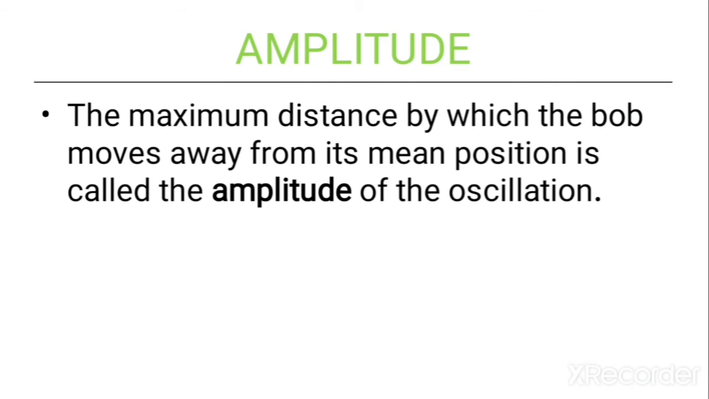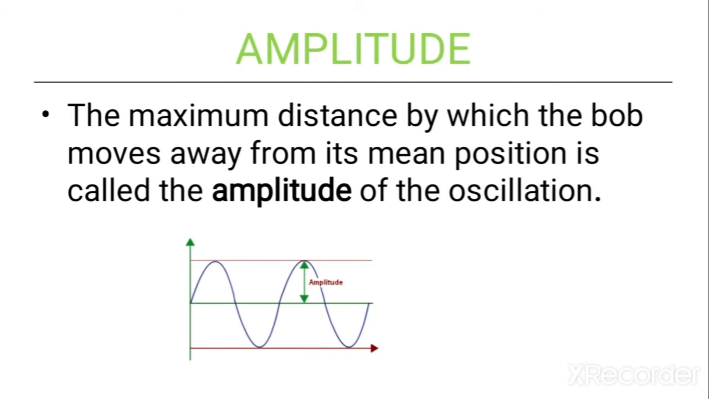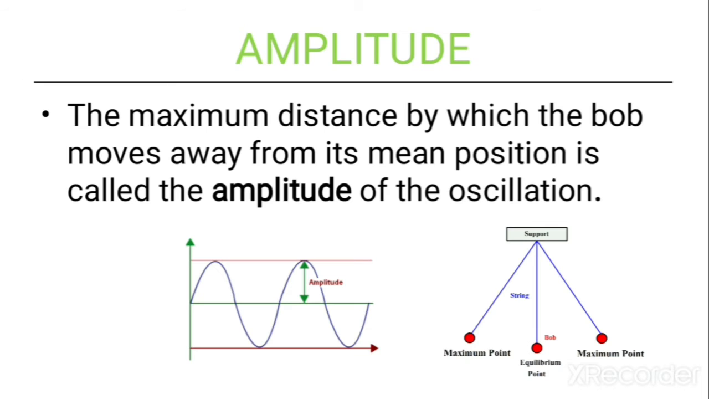Now, what is amplitude? The maximum distance covered by which the bob moves away from its mean position is called amplitude. For example, this is a maximum point, it goes until here and again comes back here. So the total distance covered by it from moving from a maximum point to mean position, and again it will go until a maximum point, and again it will come back to maximum point. But in between this, the distance covered from mean position to maximum point, that becomes amplitude.